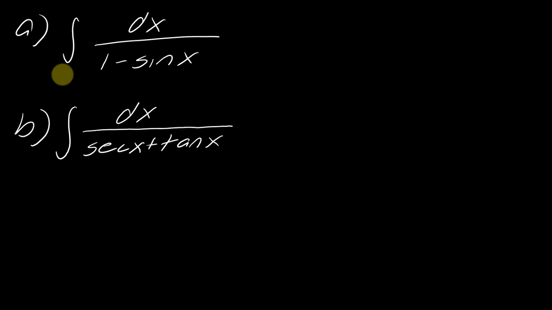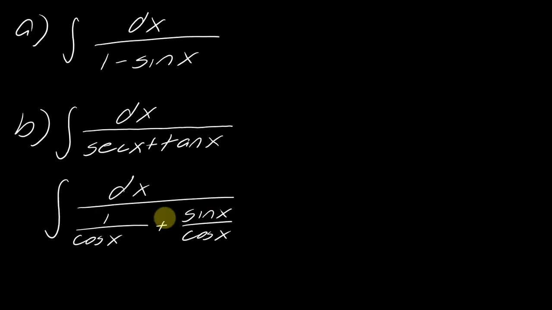Now, in the first case, there's no way for me to simplify this any farther. So this fraction is what it is, and that's going to really dictate what choice I'm going to make. But for the second fraction, I just want to note this. I can rewrite it as shown, so this becomes 1 over cosine x plus sine of x over cosine x.